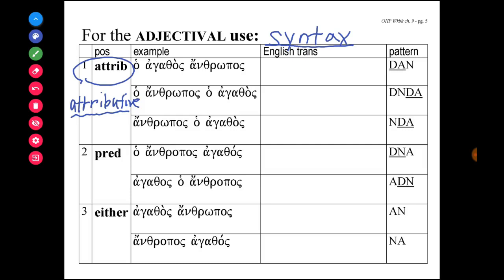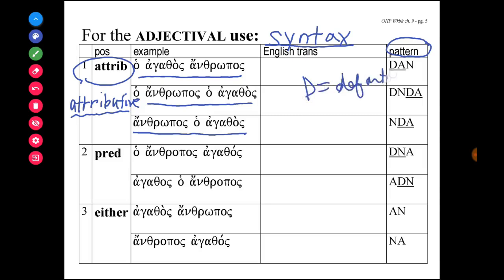So notice that what we have here is ho agathos anthropos, the good man. But we also have ho anthropos ho agathos and anthropos ho agathos. These are the examples. And what I've written in the furthest right column is the pattern I try to notice, where D refers to the definite article, N refers to the noun, and A refers to the adjective. And what I've written here, DAN, is the word order.